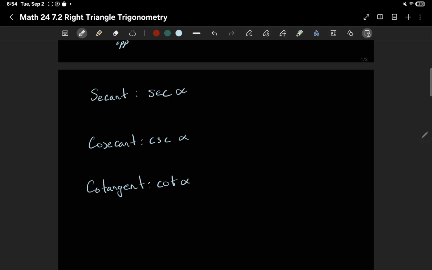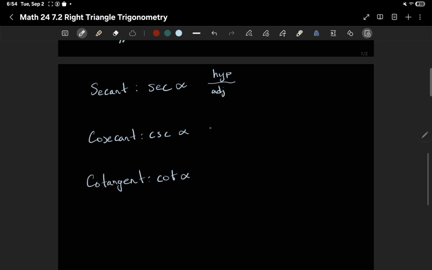And secant is equal to, in the proportional sense, hypotenuse over adjacent. And cosecant is hypotenuse over opposite. And then cotangent is adjacent over opposite. And so you might see a pattern here.